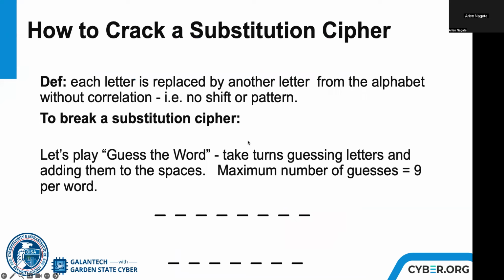Okay, so sometimes you don't just shift every single letter a certain number of spaces. Sometimes you're substituting letters for other letters. So an A could be an X and a B could be a C, and there's no pattern in a substitution cipher. This makes it harder to decrypt, but not impossible. Okay, so I'm going to skip this little activity at the bottom of the screen.